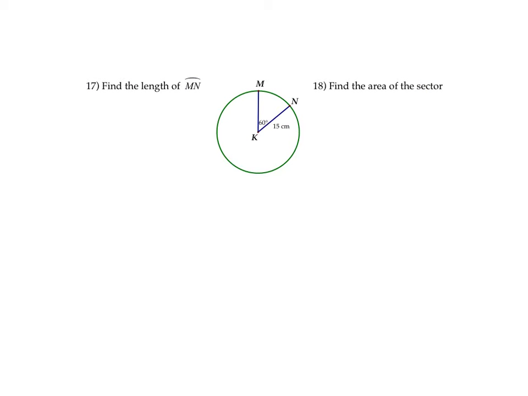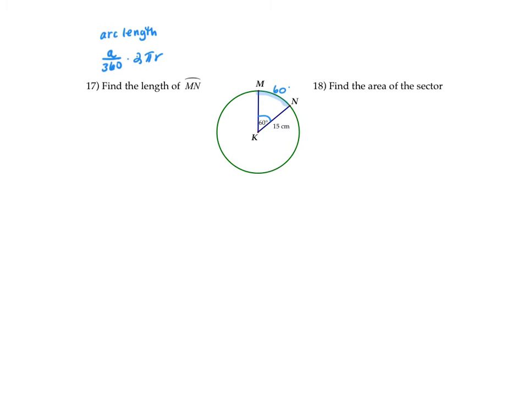All right, you guys, in 17 and 18, we're finding the arc length and the area of a sector. So a little refresher on the formula for arc length. The formula is you take your angle measure, divide it by 360, and multiply by the circumference of the circle, 2 pi r. So the angle measure in this case is 60 degrees. That's a match for the measure of the arc. So we're going to find out how long this arc is from M to N.